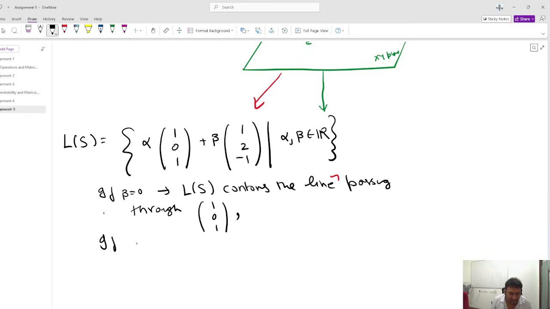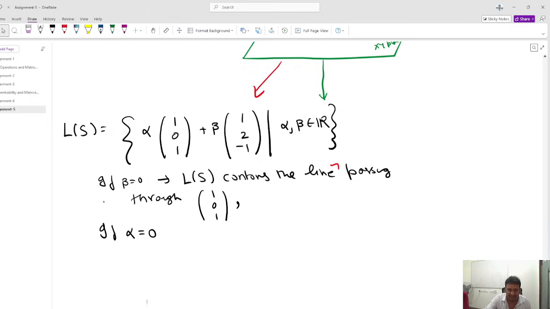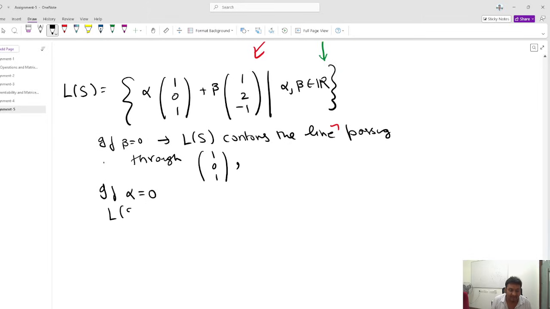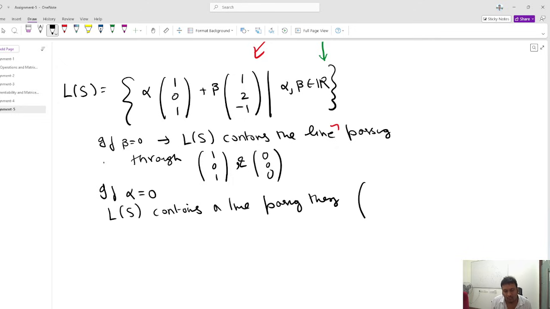Similarly, if you take alpha equal to 0, then what does LS contain? By the above description, LS contains 0, 0, 0. Definitely that line passes through 0, 0, 0 also. It contains a line passing through 1, 2, minus 1, and of course 0, 0, 0. So it makes a line, right?